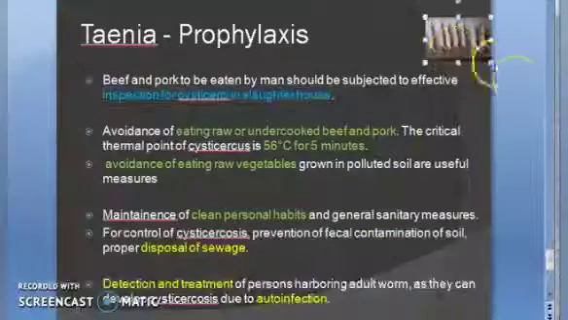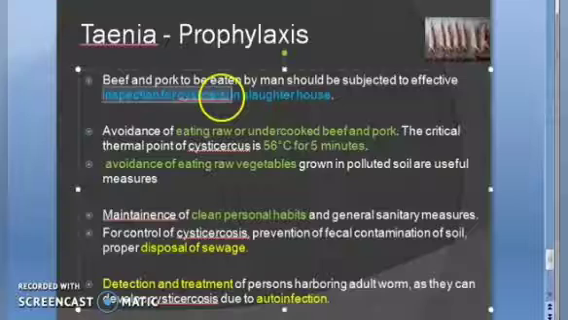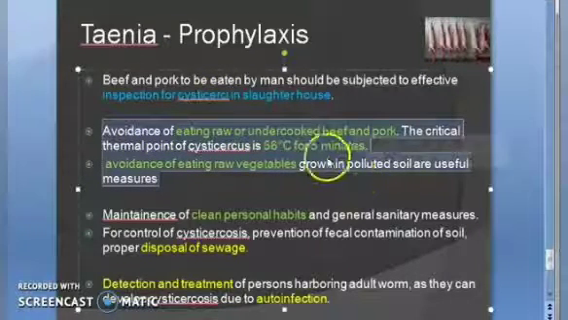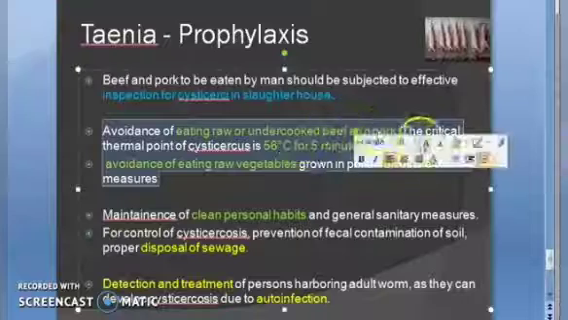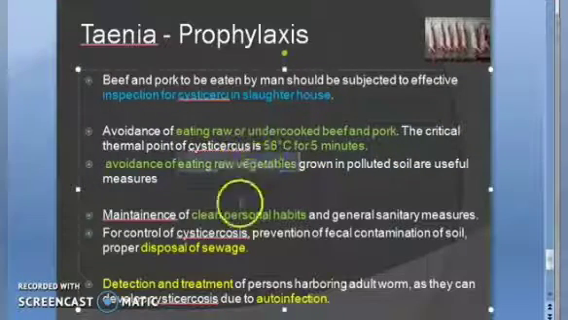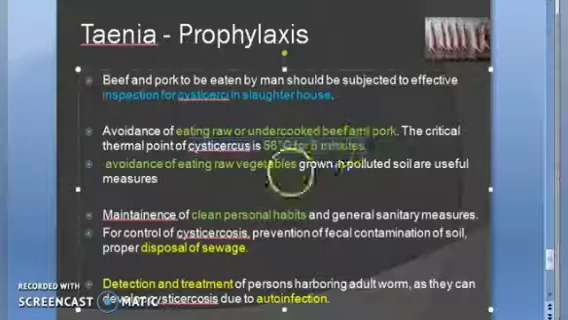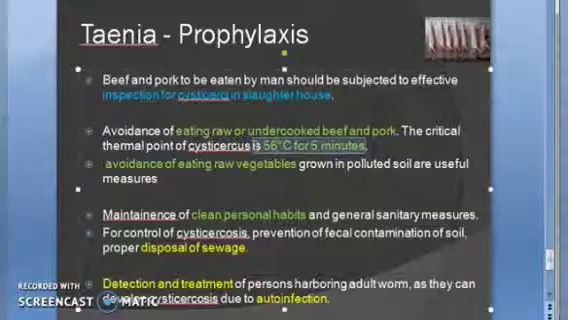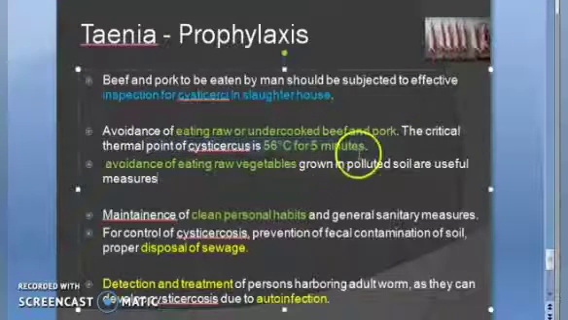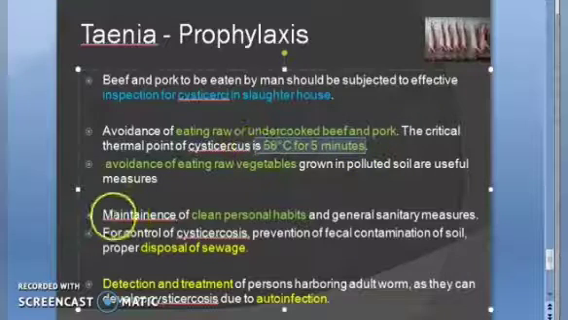Prophylaxis. In the slaughterhouse, they should test the meat for cysticerci. Okay. Then, don't eat undercooked beef, don't eat undercooked pork, don't eat raw vegetables. Just make sure that you heat it to 56 degrees centigrade for 5 minutes. That's what they're saying. That's the thermal point. Not a high temperature. You can try to cook it, right?